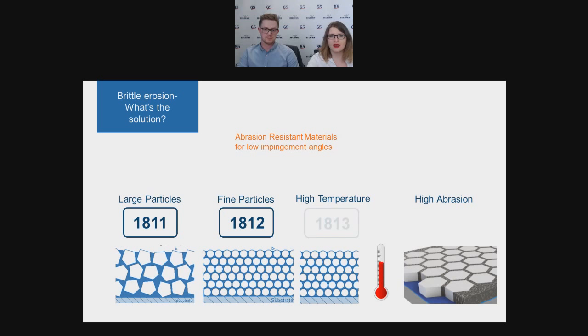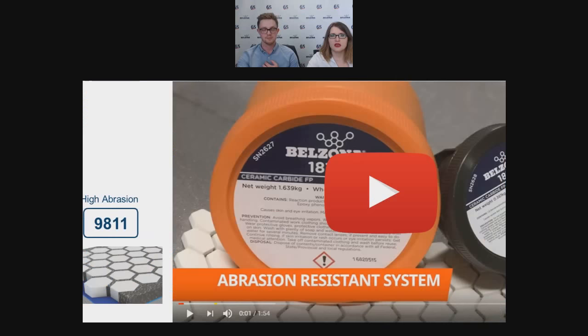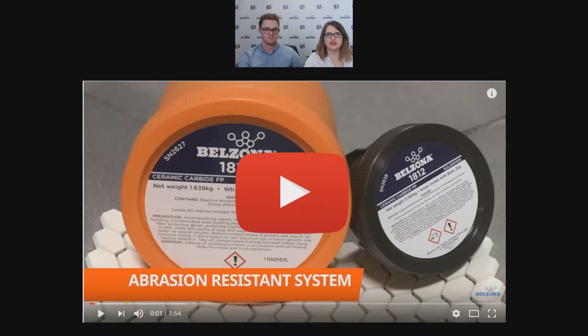Belzona 1813 is designed for dry abrasive service up to a maximum temperature of 200 degrees. And finally, Belzona 9811 can be used in conjunction with this other product in order to give maximum abrasion resistance, reserved for the harshest of operating environments. So now we are going to show you a video, and in this video we demonstrate how to apply an abrasion resistant system with Belzona.